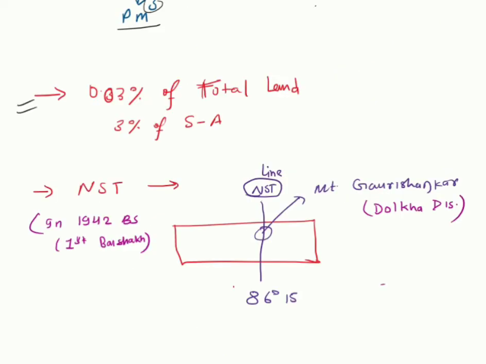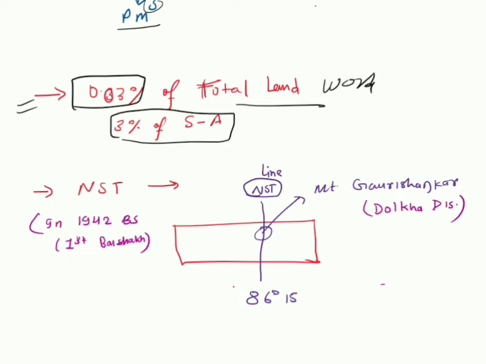So let us talk about the total land of Asia and of the world. In the world, we occupy 0.03% of the total land. In South Asia, we occupy only 3%, and similarly in Asia, we occupy 0.3% of the total land.